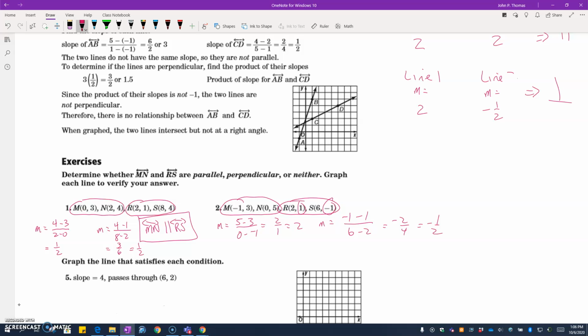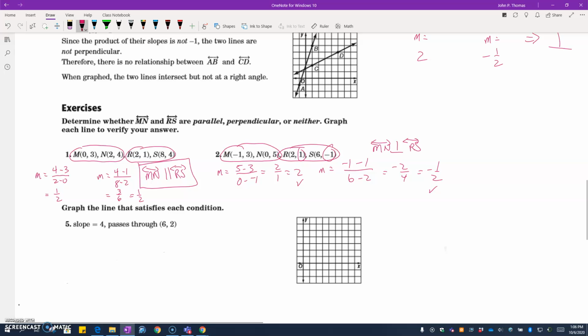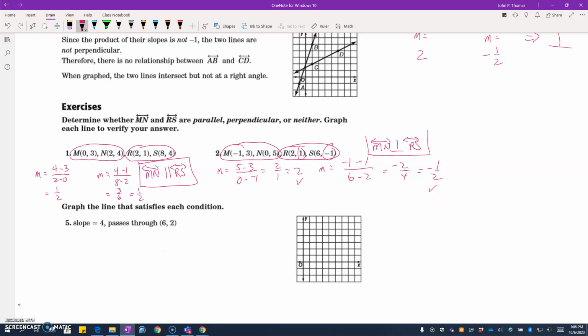So when I look at this, we have 2, we have negative 1/2. If I take 2 and I flip it over, I get a half. If I change the sign, it's negative 1/2. So these two are opposite reciprocals, which means they're perpendicular. So on this one, we can say MN is perpendicular to RS. And that would be our conclusion there.